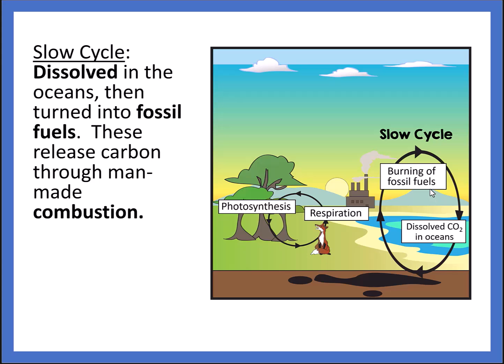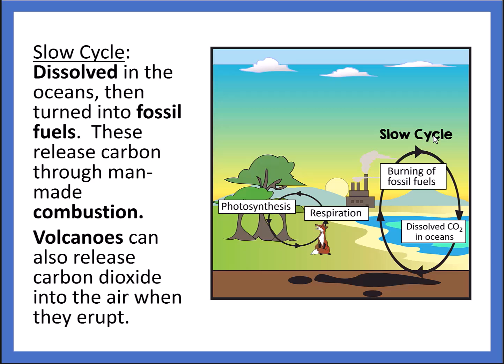The slow cycle is when carbon from the atmosphere is dissolved into the ocean in the form of carbon dioxide. It's brought into the ocean, and it can be converted into organic matter, which then decomposes into fossil fuels. And those fossil fuels are only released when they're brought up to the surface, which is often through man-made combustion. So when we bring the fossil fuels up, burn them, coal, oil, things like that, when we dig and drill for those, that's how we get the fossil fuels back into the atmosphere. Volcanoes can also release carbon dioxide into the air when they erupt. That would be the natural form of bringing those fossil fuels back up into the atmosphere.